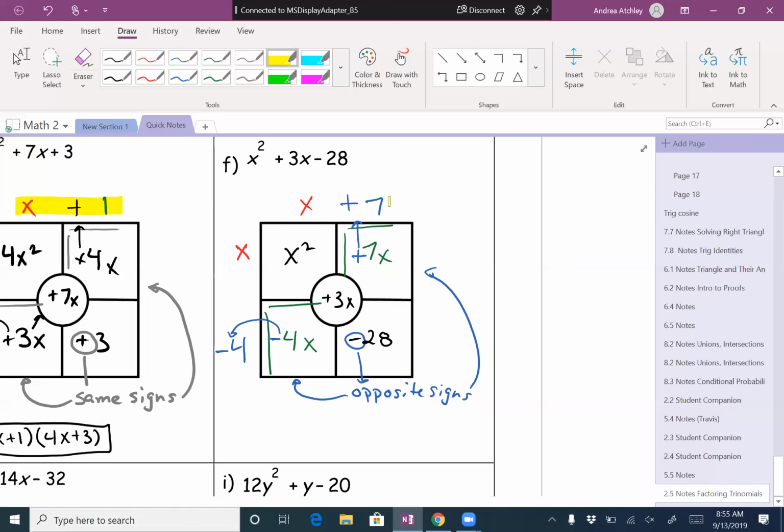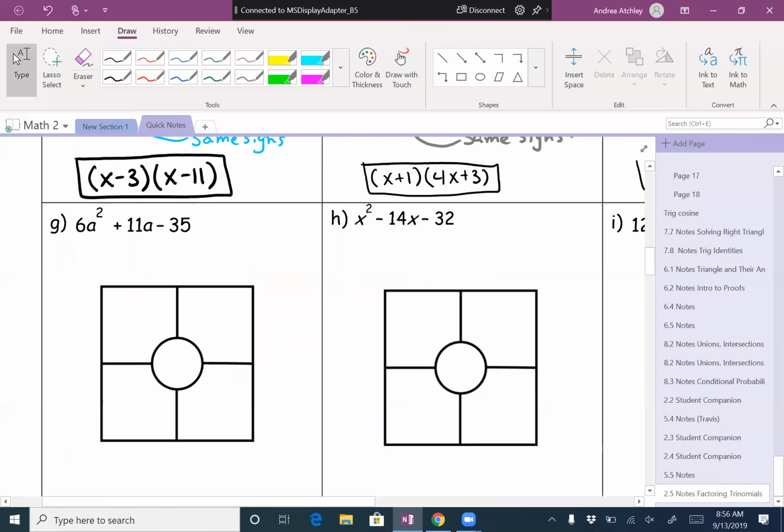So my factors are the length and the width. So I have x plus 7 times x minus 4. Those are my factors. Any questions? Okay, some of us I see are getting this. Some of us just taking a little bit. Okay, so I want you guys to do G and H. G and H. Try those.